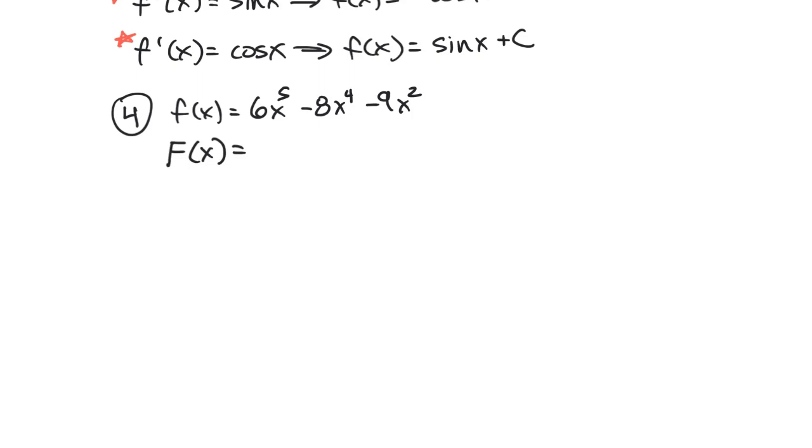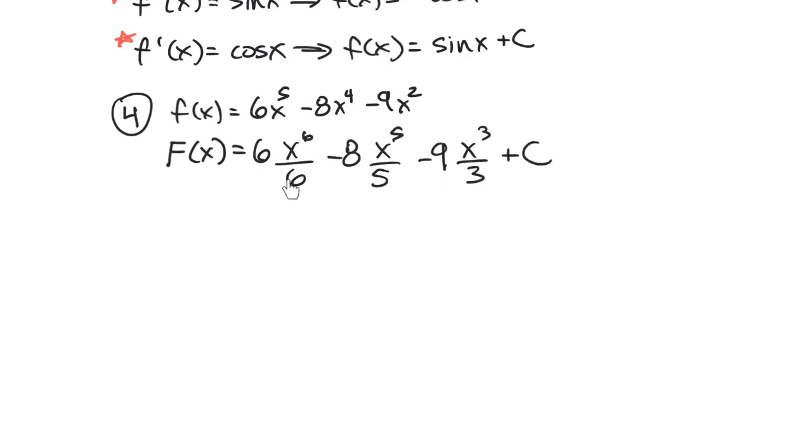So we've got the power rule here. Remember, it's the antiderivative power rule. This goes up by 1, and then we divide by that. So here's what we'll have. This 6 goes along for the ride. So 6 here becomes 6 here. And then I have x to the 6th divided by 6 minus 8, x to the 5th divided by 5 minus 9, x cubed divided by 3 plus c.